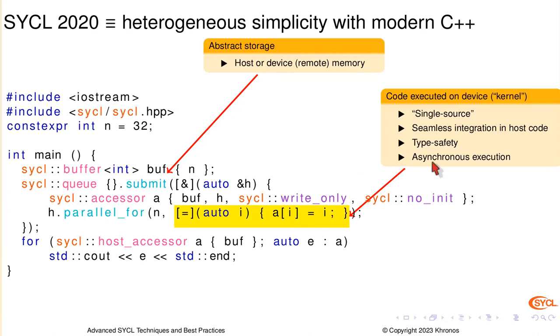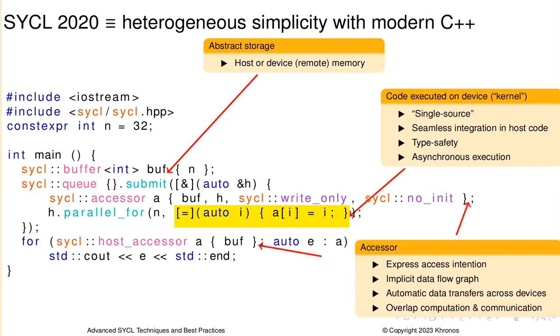The interesting part here is that it is single source, like in OpenMP or CUDA or HIP. And it's type safe by construction, in the sense that you do not have to specify the types to match the host code. So it's really seamless integration in the host code, and it provides you asynchronous execution, in the sense that you will be able to launch, for example, this code with n instances with a parallel_for construction. It will be launched, and you will be able to use the result later.